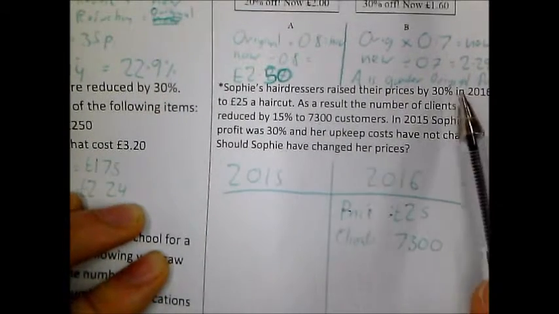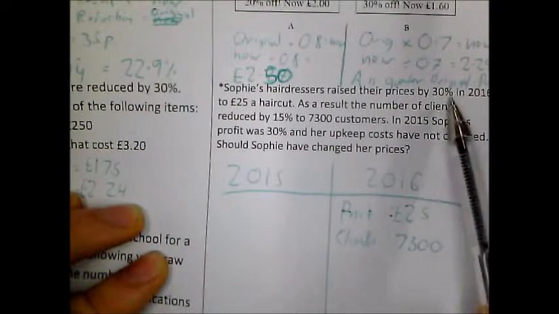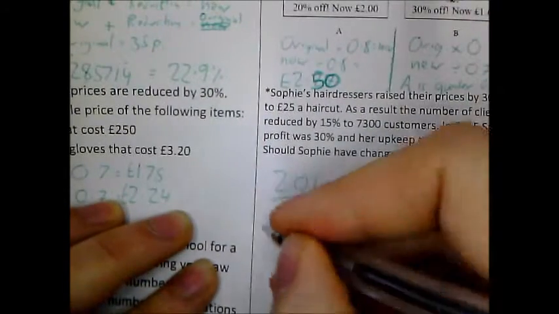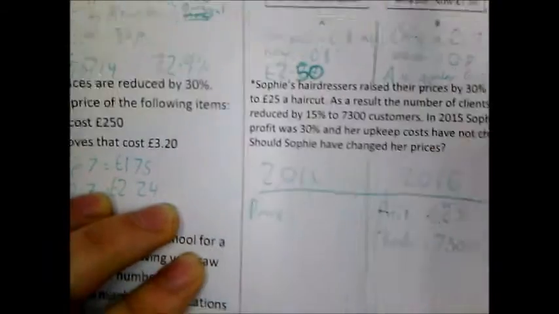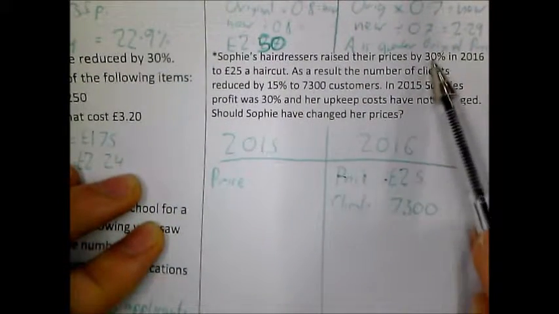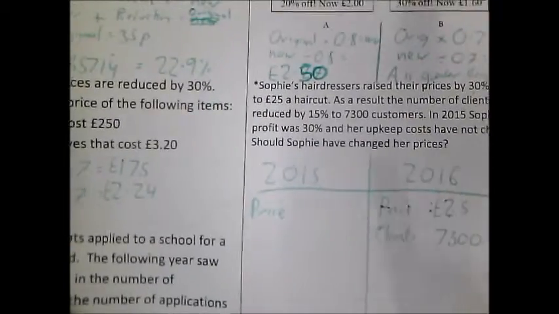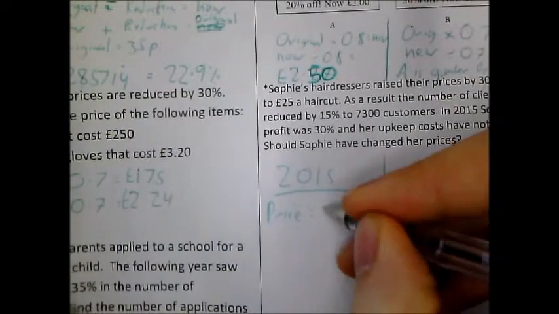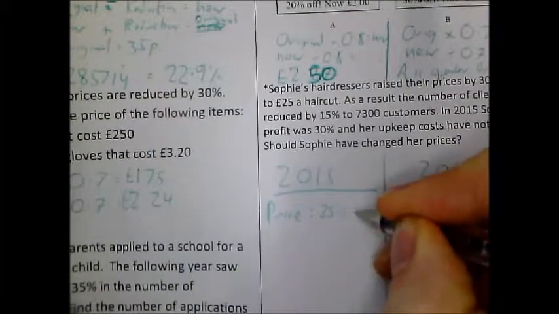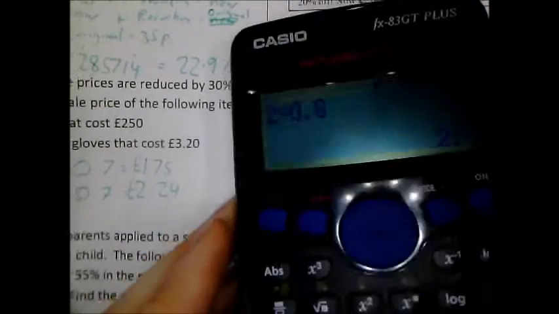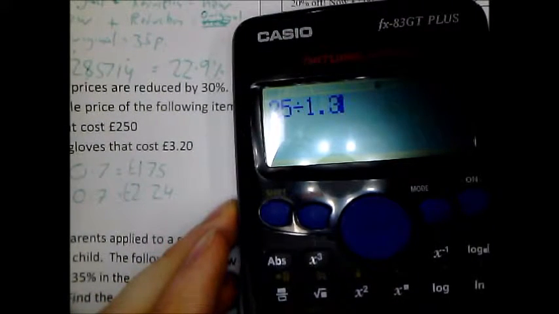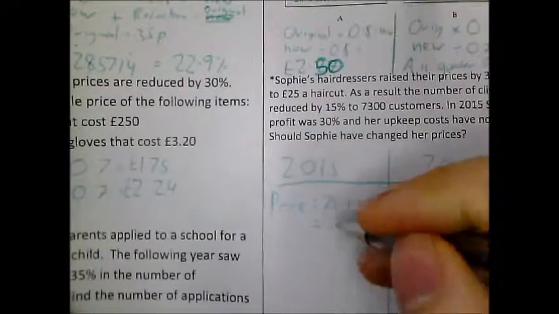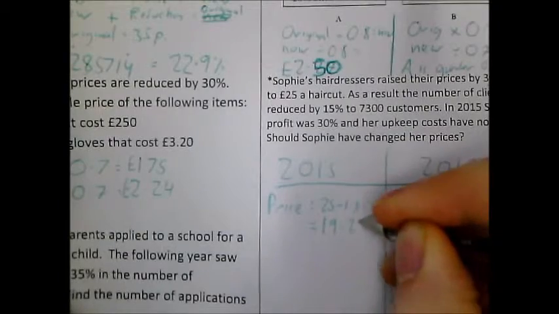So we're told that this is after an increase of 30%. So to find the 2015 price, we know that the original multiplied by 1.3 will give us this. So if we do 25 divided by 1.3, it will give us a new price. So the old price, £19.23 per haircut.